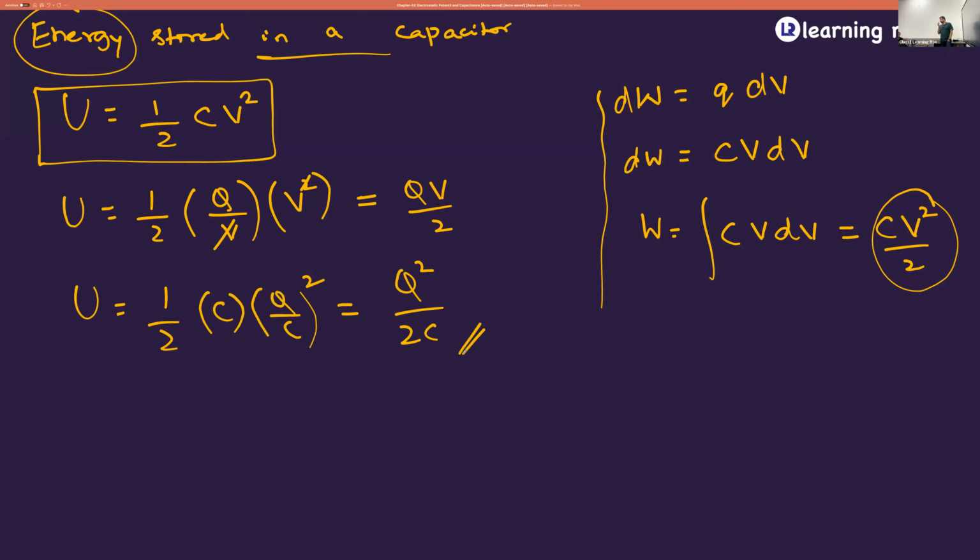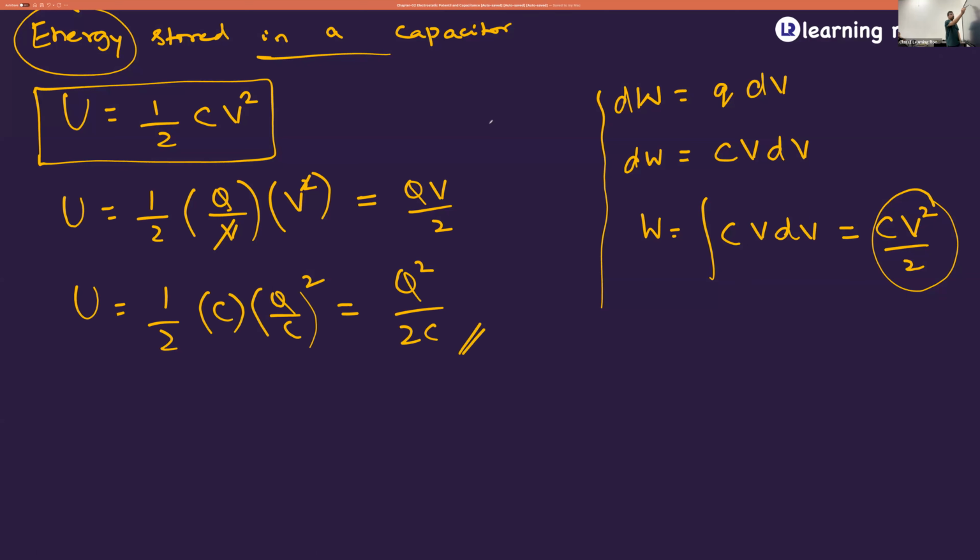Basically, there are three formulae for the energy stored in a capacitor. What are they? Half CV square, QV by 2, or Q square divided by 2C. So these are the three expressions, out of which the first is the most commonly used one. Okay. So this is done, no?